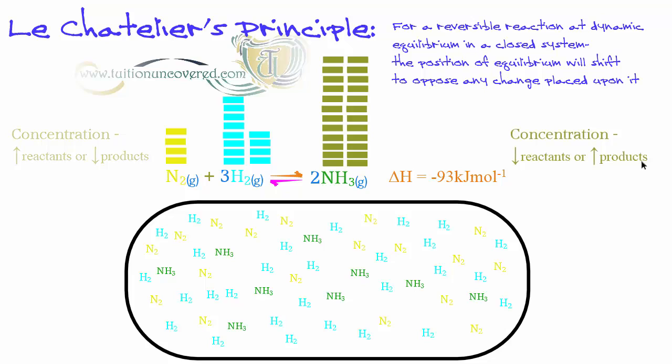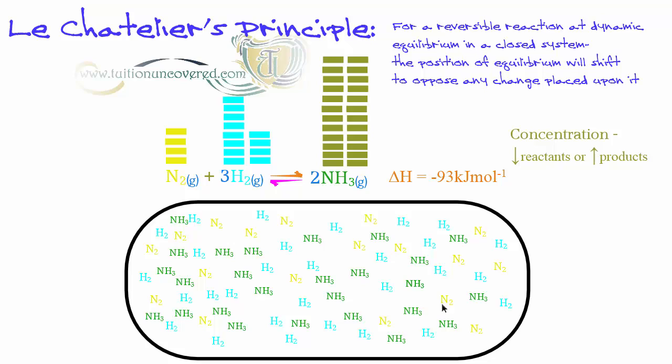Also, it's true that if I had increased my products, as illustrated here, in order to counteract that change, the position of equilibrium would shift to the left, i.e. take up some of these ammonias and remake hydrogens and nitrogens to counteract the change. I've added more products. To counter that change is to make more of those products become reactants. The position of equilibrium would shift to the left.